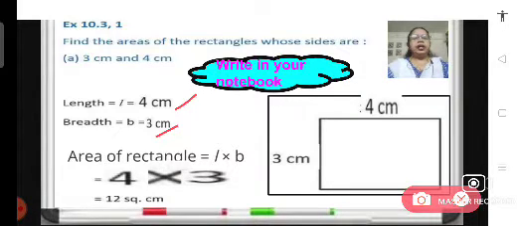So, what will be the area? It will be length into breadth, isn't it? We have learnt it: area of rectangle is equal to length into breadth. This is the length and this is the breadth. So, it is 4 multiplied by 3, which is 12. So, 12 square centimeters is the area of this rectangle.